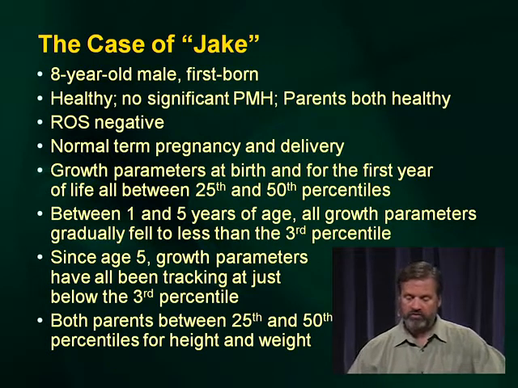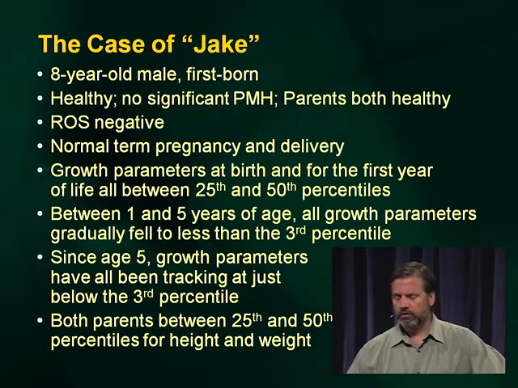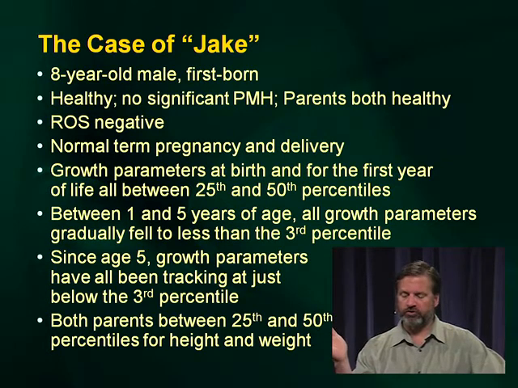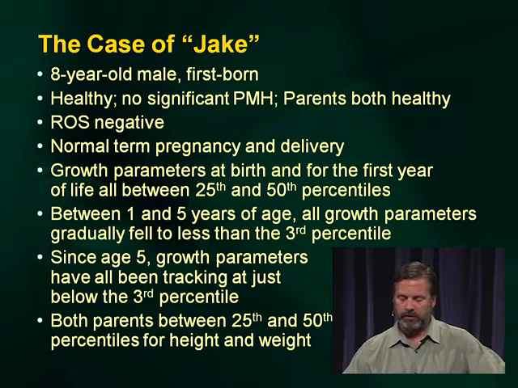And between 1 and 5 years of age, all the growth parameters gradually fell to less than the 3rd percentile. So he went to between 25 and 50 for the first year, and then between the ages of 1 and 5, gradually dropped all the way down to the 3rd percentile. Since the age of 5, his growth parameters have all been tracking just below the 3rd percentile. Both his parents are between the 25th and 50th percentile for adult height and weight.